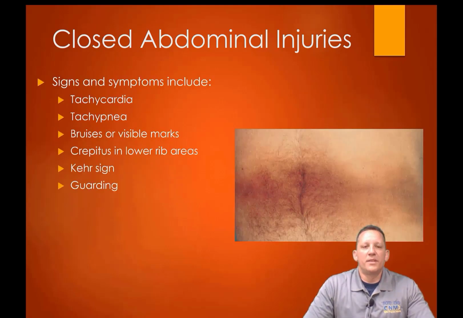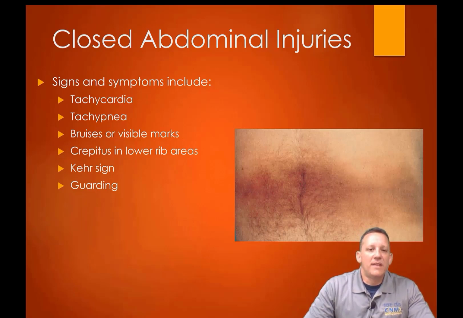Okay, so signs and symptoms of abdominal injuries. It's the same thing as signs and symptoms of anything else. It's just, where has this started? So if we have some kind of shock-like symptoms, we're going to have tachycardia, tachypnea. There should be some kind of bruising or visible marks that are indicating that we actually got into the abdominal area. You may have crepitus in the lower ribs. Remember, those floating ribs are really, really hard to break. So if you have crepitus in the lower ribs, you know it was a significant MOI, and that is at the level of the diaphragm. So we have a lot of issues going on there.